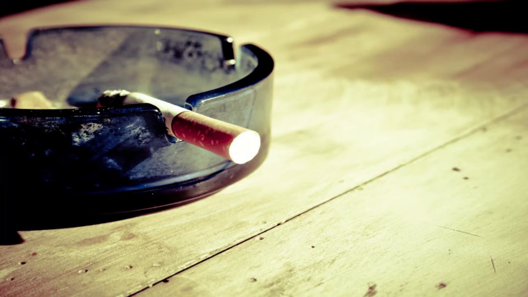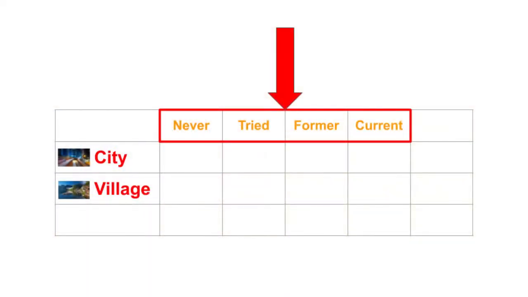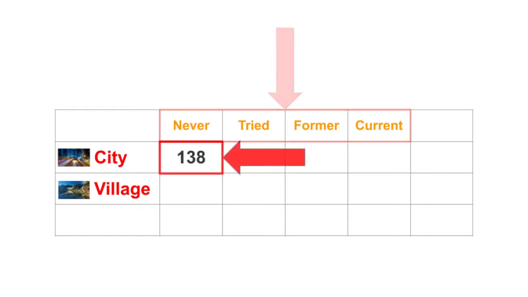We can assign four distinct values to this variable: never smoked, tried smoking, former smoker, and current smoker. Each value will have its own column in the contingency table. So now the question remains what we are going to put in the cells of the table. And it's actually pretty simple. All we have to do for the first cell is to count all the people from a big city that never smoked. The survey gives us the number 138.